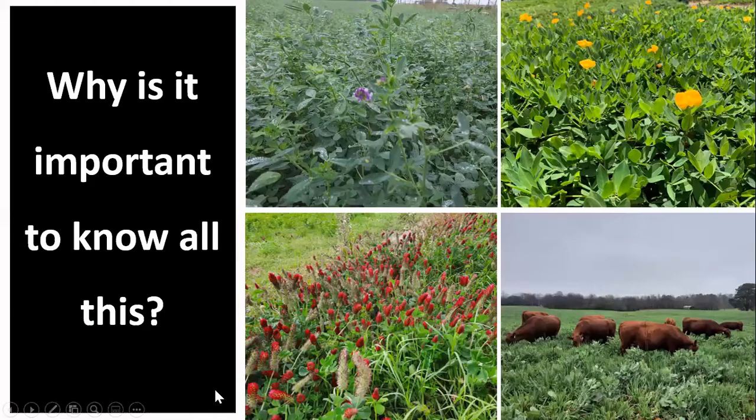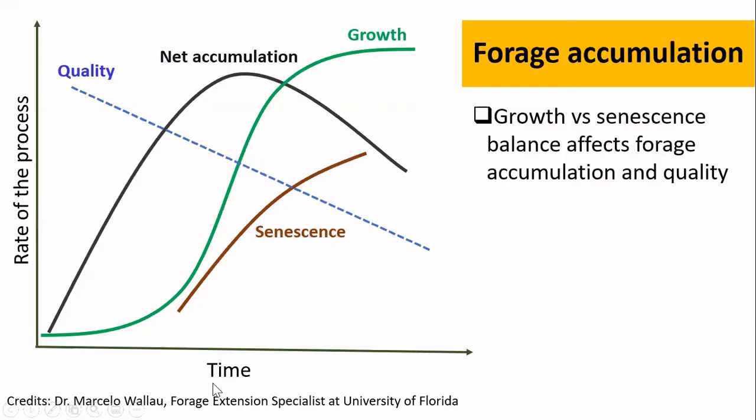You might be thinking, so why is all this important? How is this applicable for my pastures? Why do I need to understand all these things, right? On pastures, there will be a natural process of growth and forage accumulation. And after some time, the vegetative material starts to senesce.